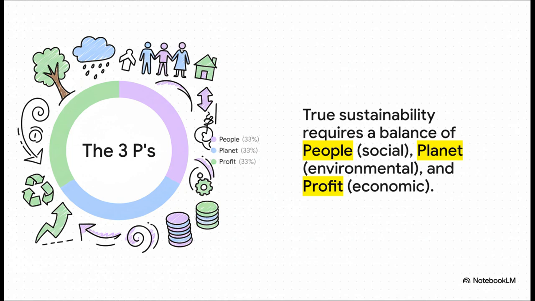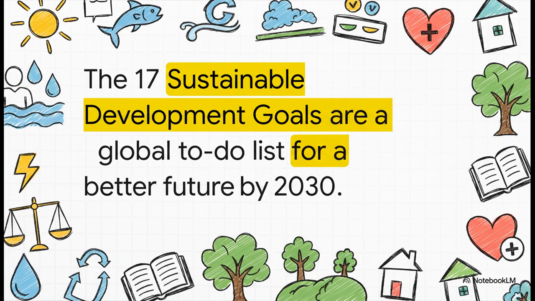It doesn't work. Now, to put that big idea into practice all around the world, we created this blueprint, the 17 Sustainable Development Goals, or SDGs. Think of the 3 Ps as the what and the SDGs as the how. They are this interconnected set of targets that cover everything you can imagine, from ending poverty and achieving gender equality to clean energy and protecting our oceans. It's basically the world's shared to-do list for a sustainable future by 2030.